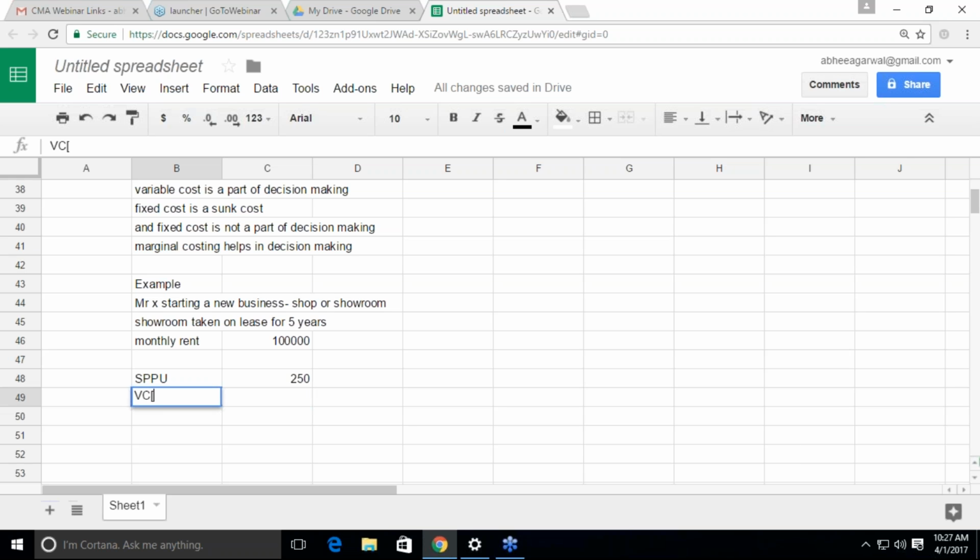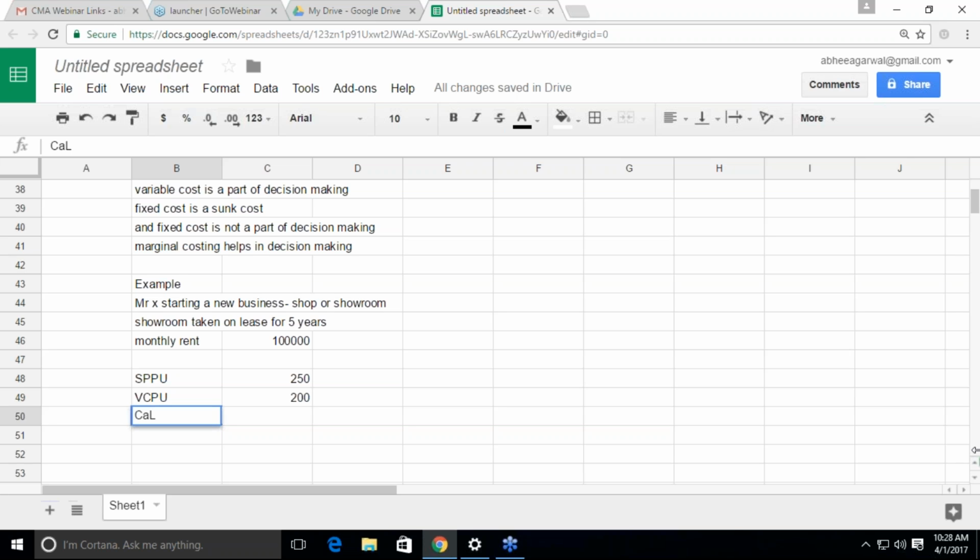Now variable cost per unit is given. Let's assume variable cost per unit is 190 rupees. Selling price per unit is 250. Or maybe I can take it a little easier: 200 rupees variable cost per unit. Monthly rent is 1 lakh.